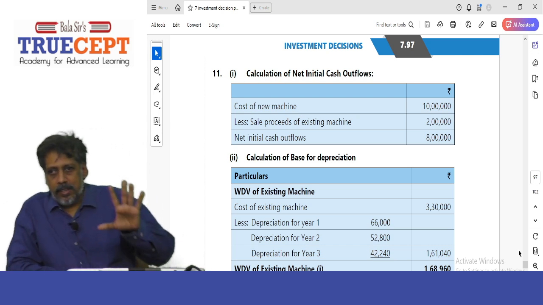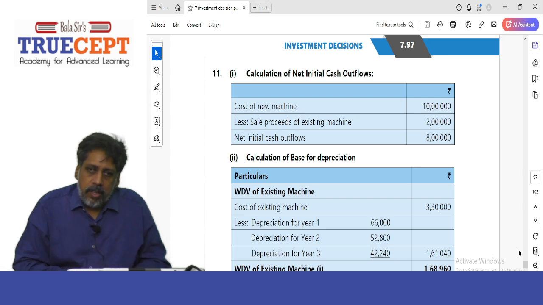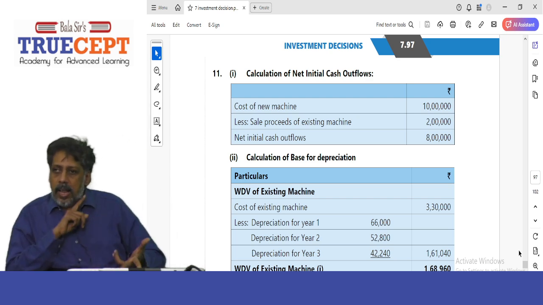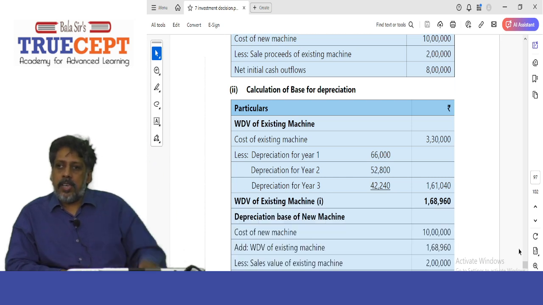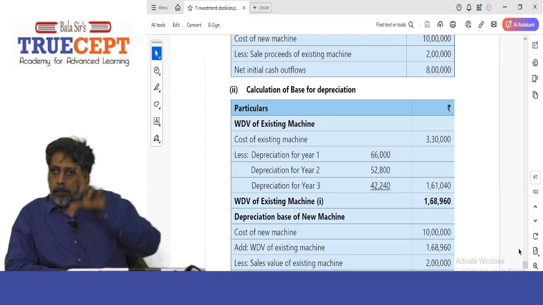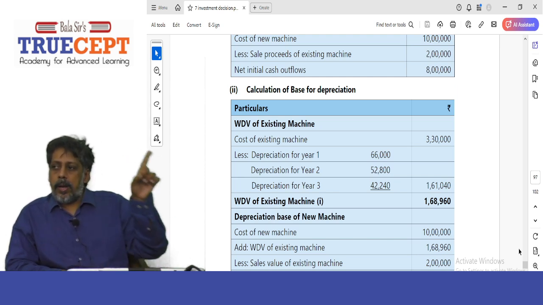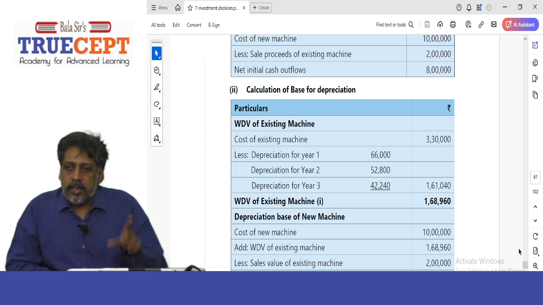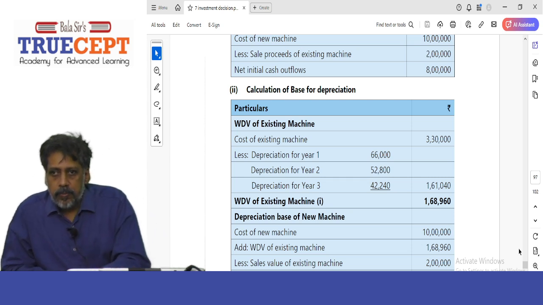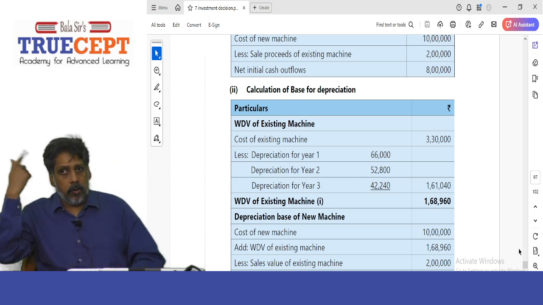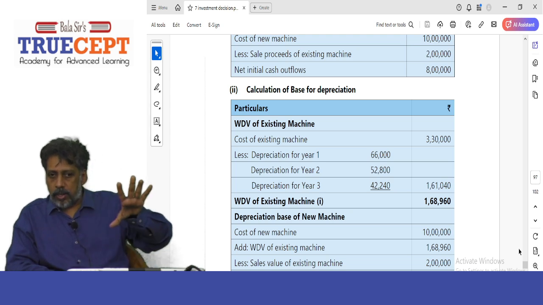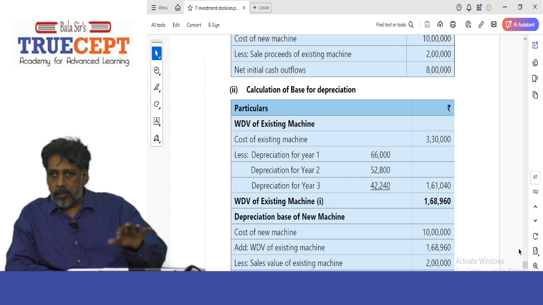So it is 8 lakh rupees, a cash outflow. So that is time 0. Now next step is I'm going to calculate the WDV of the asset base for the purpose of calculating depreciation. So calculation of base for depreciation. We know we bought the old machine for 3,30,000 3 years ago. It has a 8-year life. 3 years over, another 5 years to go, right?